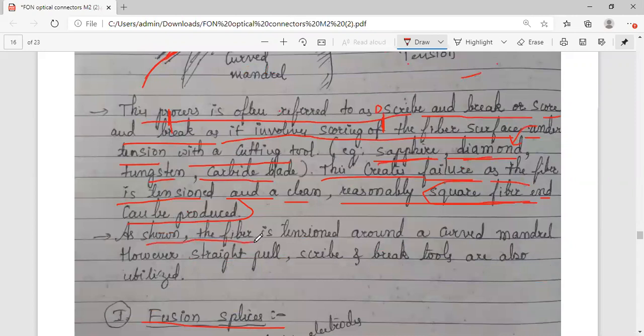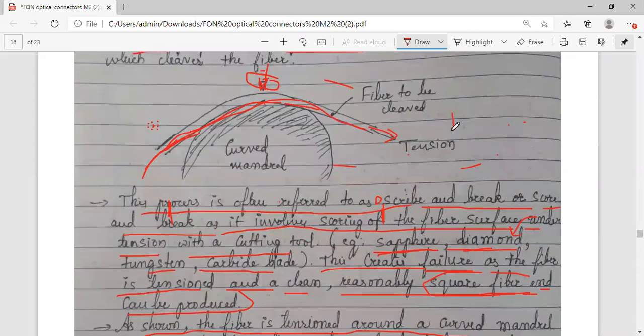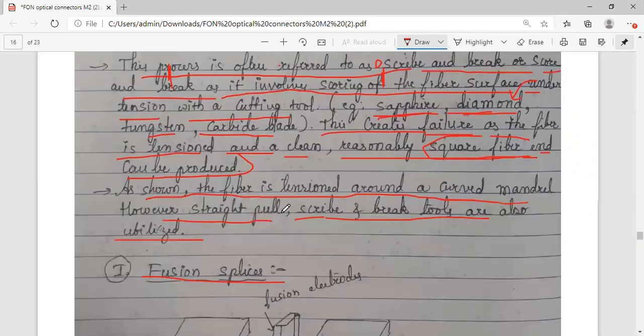As shown in the figure, the fiber is tensioned around a curved mandrel. However, straight pull scribe and break tools are also utilized. So this is one example given. Otherwise, you can have a flat surface over which you put the optical fiber, and you can apply this technique. So there are different setups and different tools available for this.